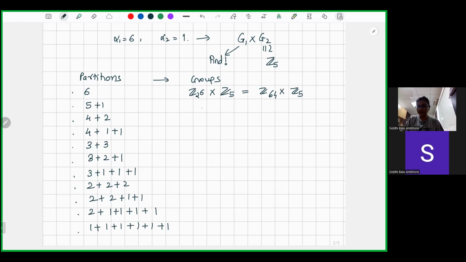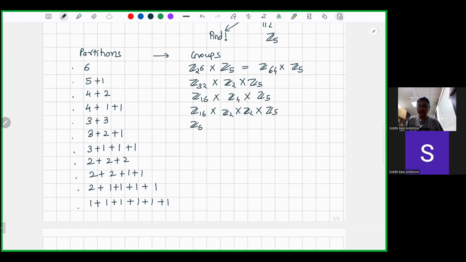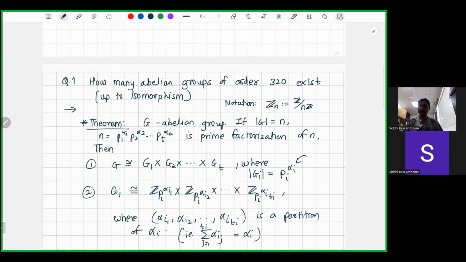product with Z5. And similarly, I'm directly writing this. So this will be Z32, 2 power 5 will be 32 into Z2. I mean, Z32 product Z2 product Z5. Similarly, here Z16 Z2 square. So it is Z4 product Z5. Here Z16 again, Z2 cross Z2 cross Z5. Here it is Z6. I mean, we are anyway asked the number of such groups.